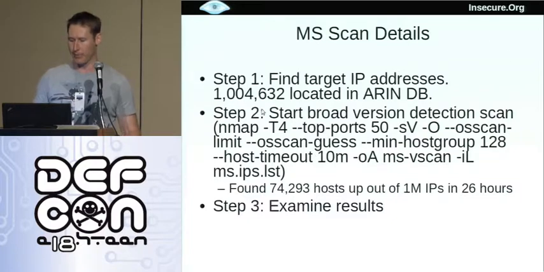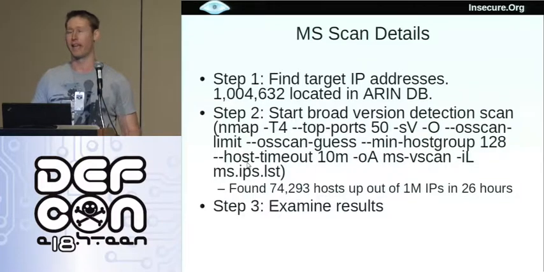So we say Nmap, do aggressive timing, scan what we've empirically found to be the 50 most likely ports to be open, do version detection, OS detection, and a minimum host group size of 128, which makes it faster because it scans more in parallel. Set a host timeout of 10 minutes so that we don't waste too much time on any single host. Send the output to files, and I give it the list of IP addresses.